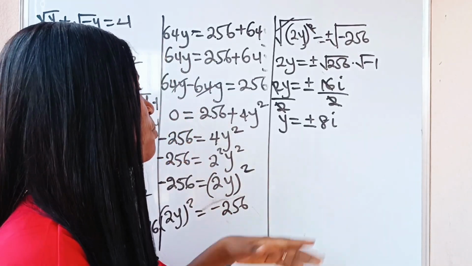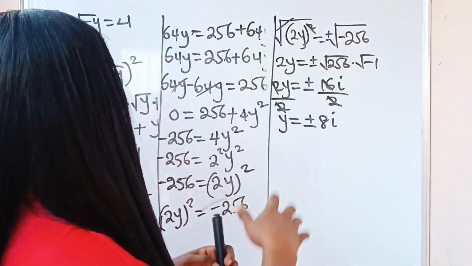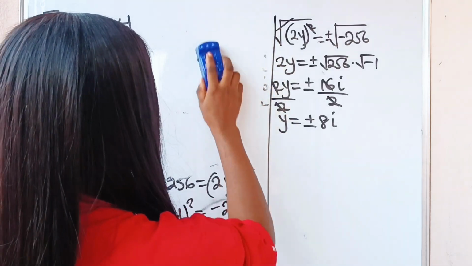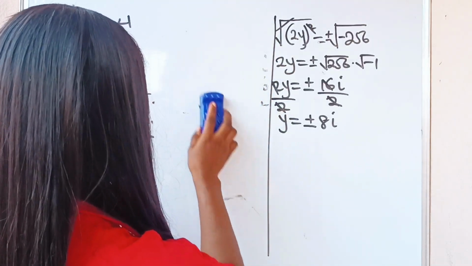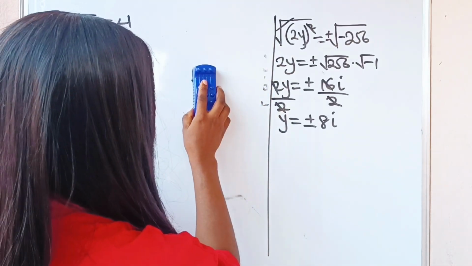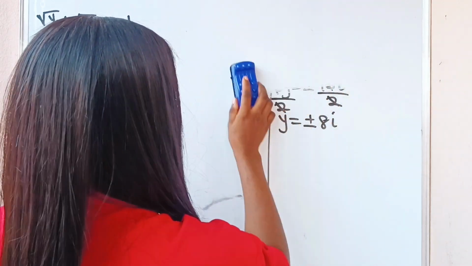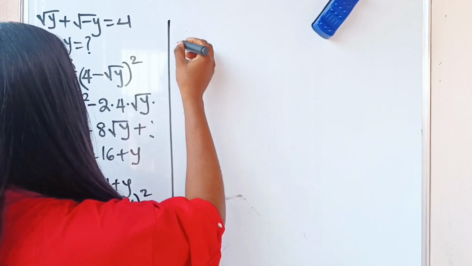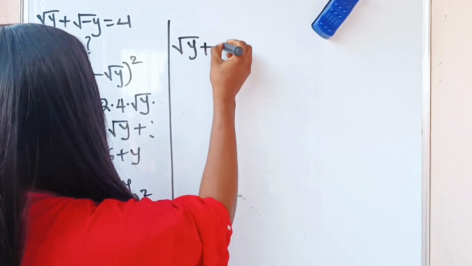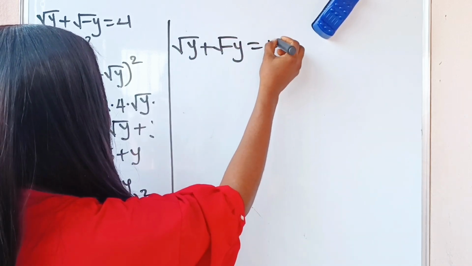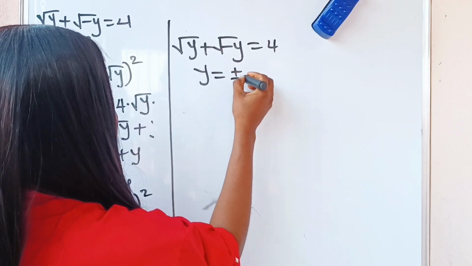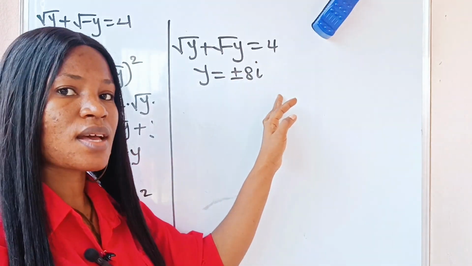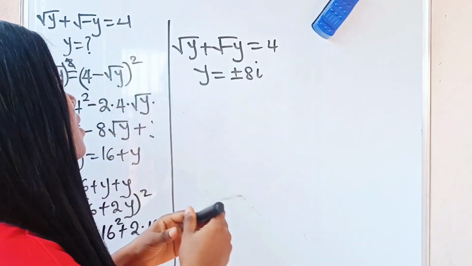Now let us check, let's be sure that the answer we got is correct. So we got that y is equal to plus or minus 8i. So this is the question. The question says root y plus root minus y is equal to 4. Now let's solve with plus 8i first, or plus or minus 8i, any of them.